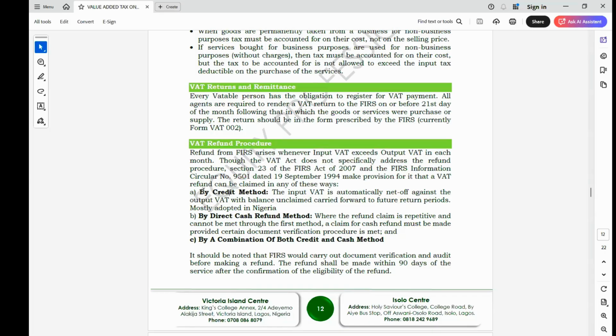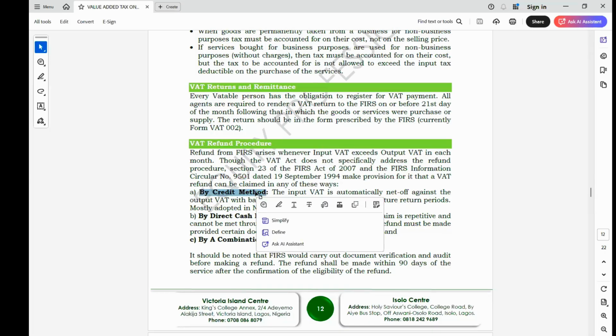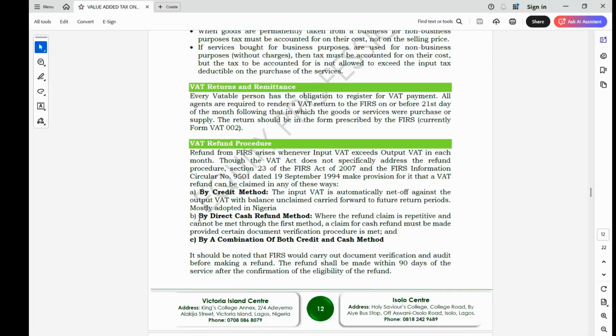And this refund can be by credit method. Credit method in the sense that you are going to be given a credit. That means the VAT you are supposed to pay in subsequent periods will be deducted from your VAT refund. So that is what credit method is. You have a credit to be claimed from where? From the tax authority.